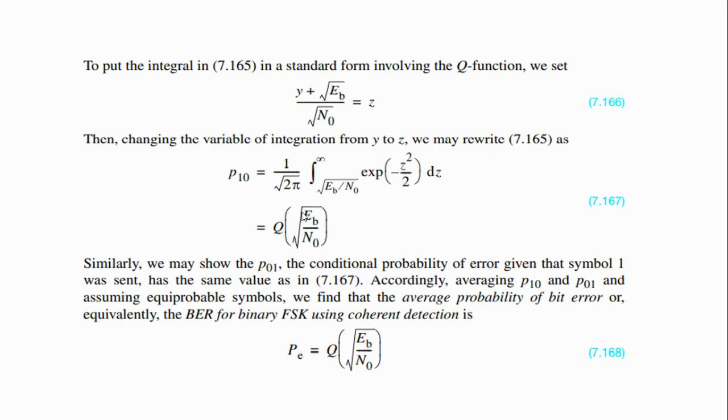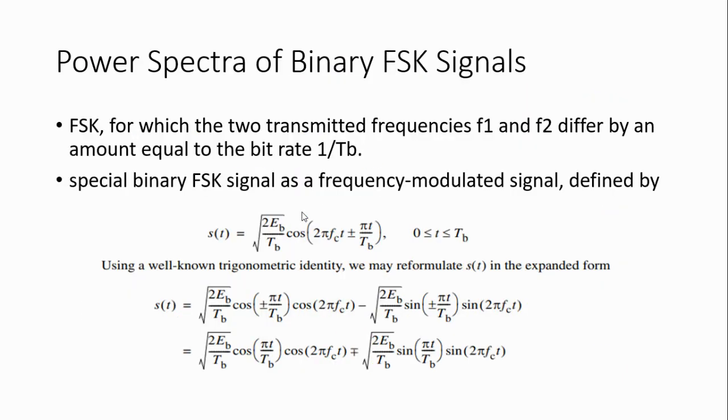Here, we may show that P01, the conditional probability of error given that the 1 is sent, is similar. The average probability of error Pe is equal to Q(√(Eb/N0)).